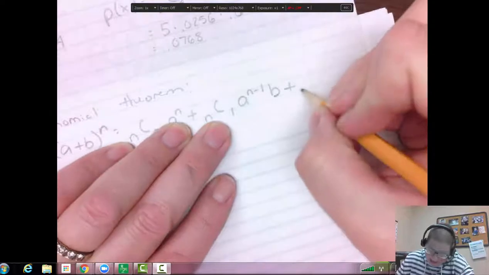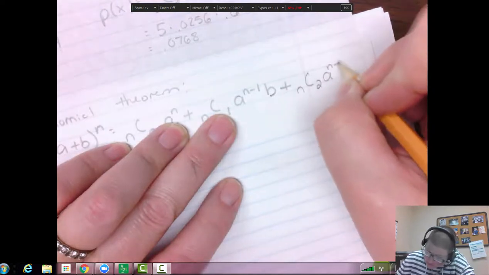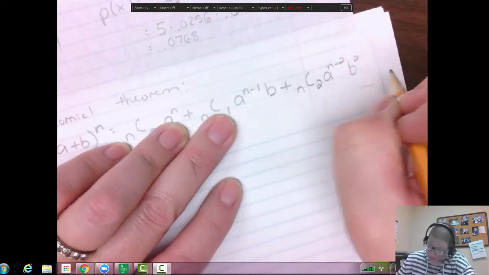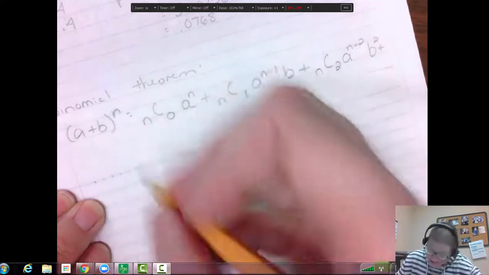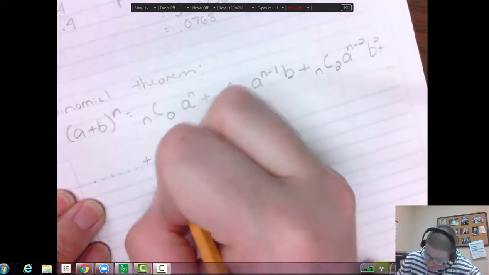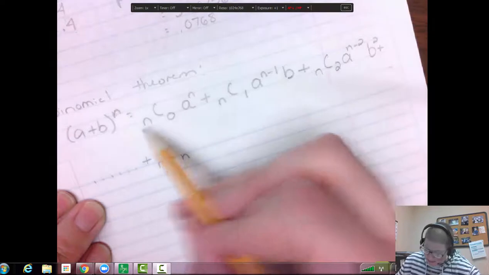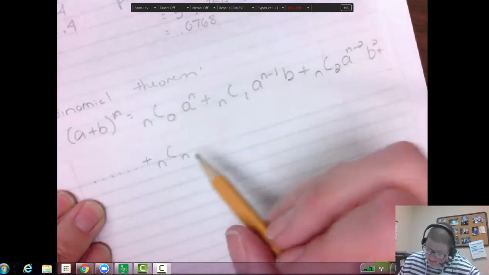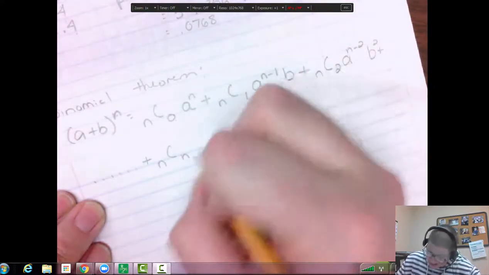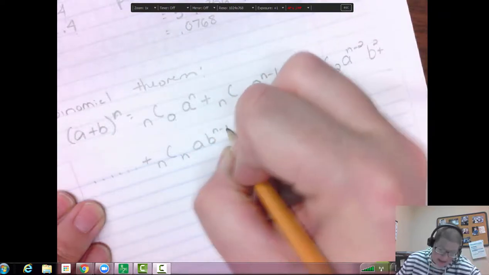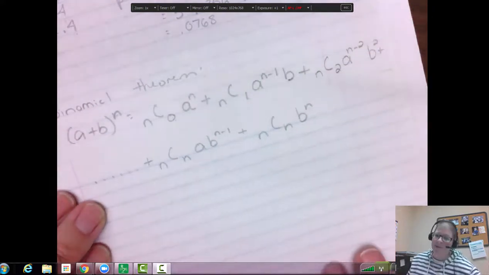The next one would be n choose 2, and it would be a to the n minus 2 b squared, plus, and then I have to go to my next line here, I would just keep that pattern up until I got to n choose n. I've run out of the number of n's, so I start at 0, 1, 2, and then I keep going until I have the same number there, and then you would have a, and then b would be to the n minus 1, and the last one, n choose n, b to the n. So you're going to keep going in that pattern.